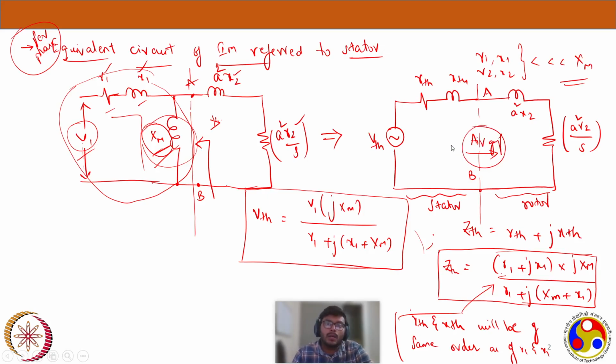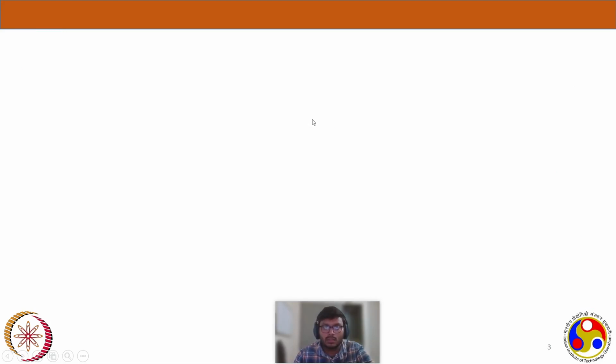So okay, now let's take this standard Thevenin's equivalent circuit and calculate the current flowing in this circuit, what the powers involved in this circuit are, and finally our aim is to get the torque developed in this machine. So we will see those derivations now.